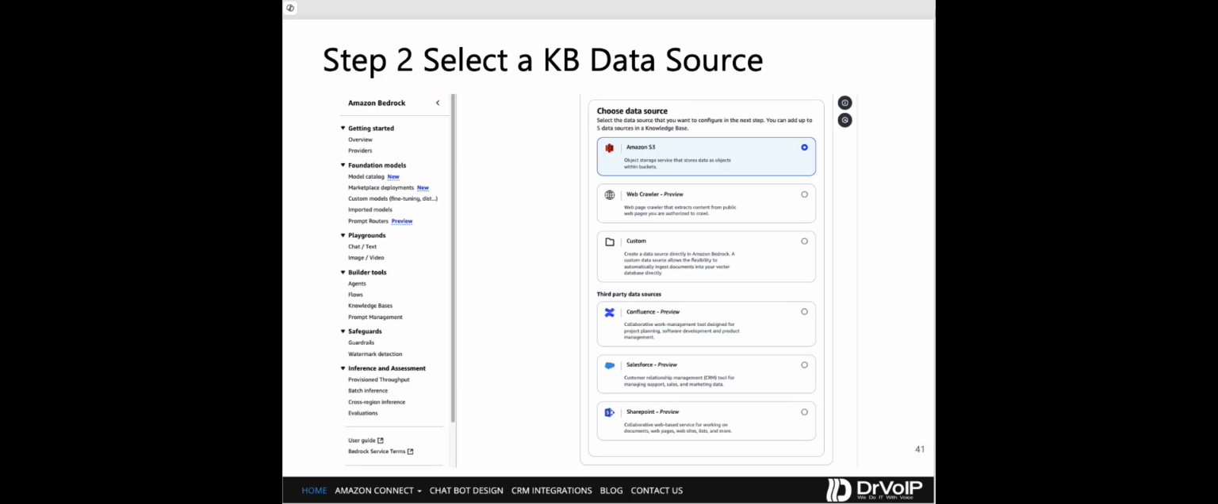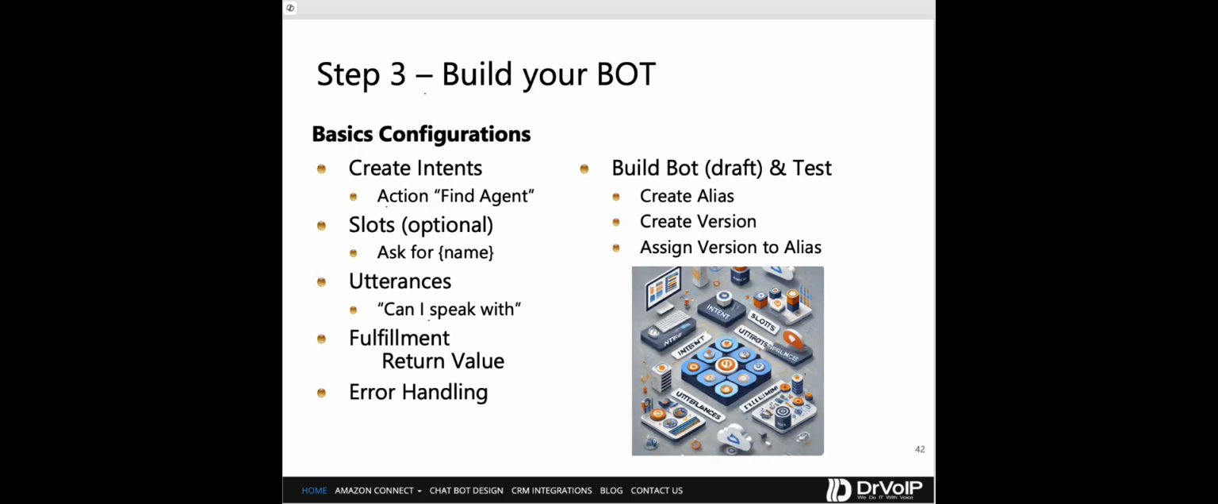In step 2, you're going to build a database. You're going to select a source. And like I said, the source could be S3. It could be a web crawler, which is what I'm using in this particular implementation. Confluence, Salesforce, SharePoint, all of those can be data points. Then you're going to build your bot.